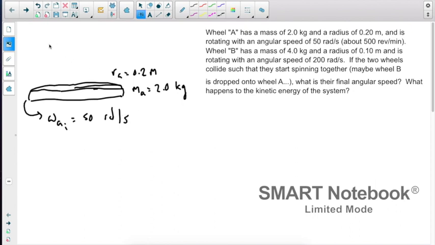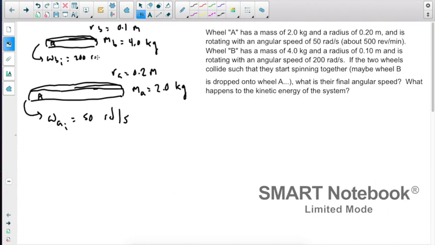And then I have this other wheel, wheel B. So this one is A, this one is B. And I know that the mass of wheel B is 4 kilograms. So it's more massive, but it's smaller in size. Its radius is only 0.1 meter, and it's moving much more quickly here at the beginning. Its rotational velocity is 200 radians per second.